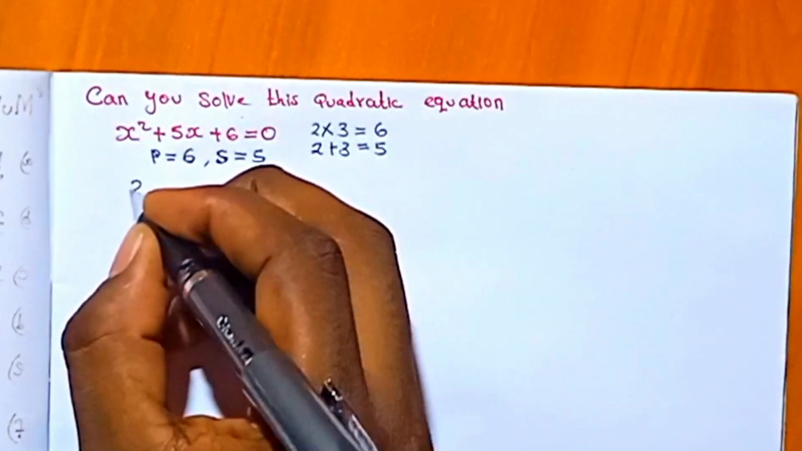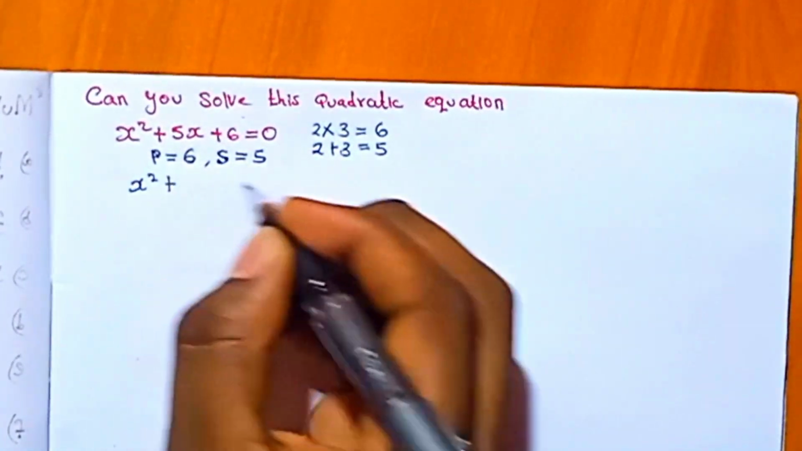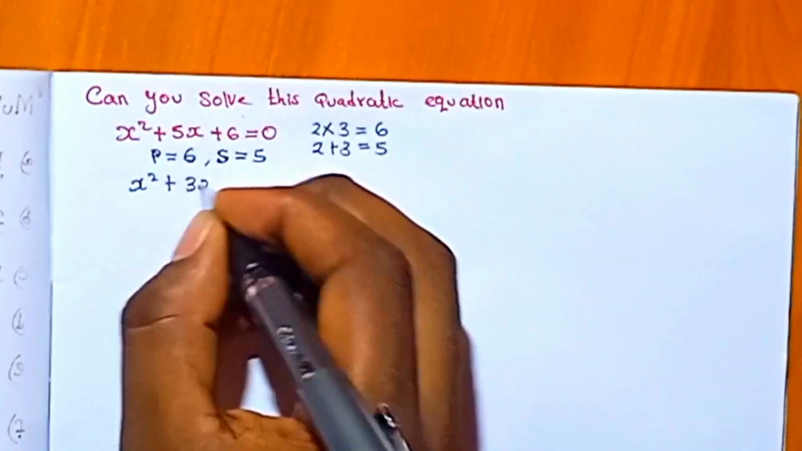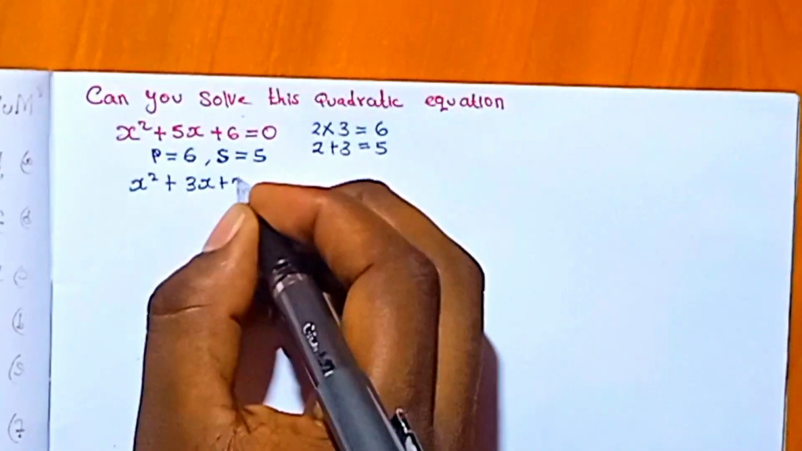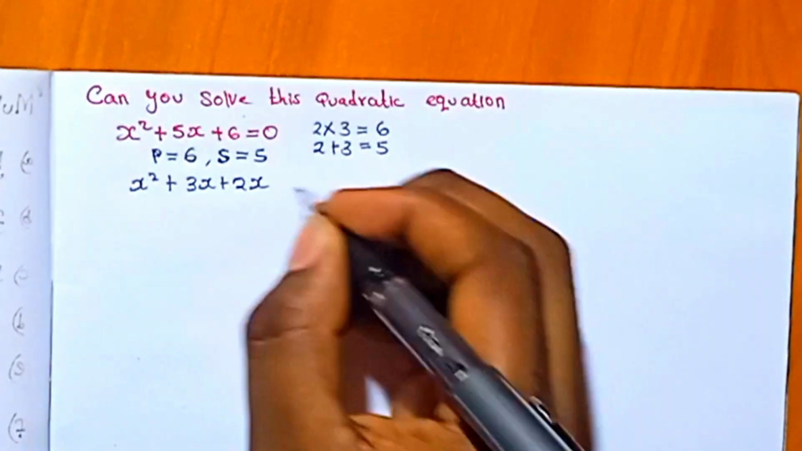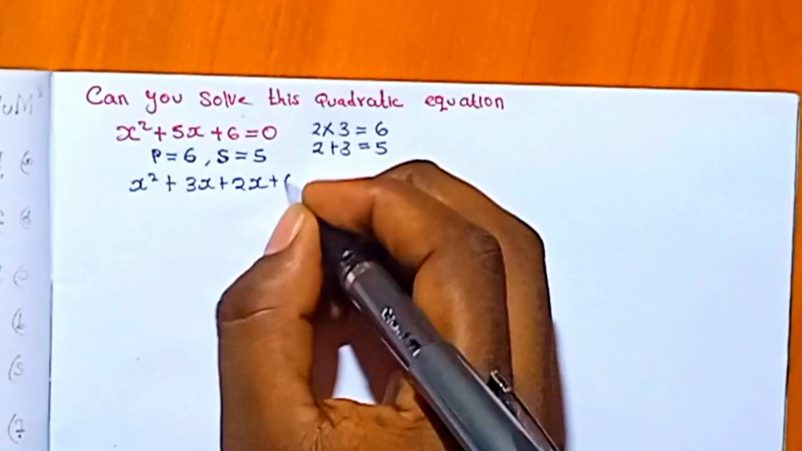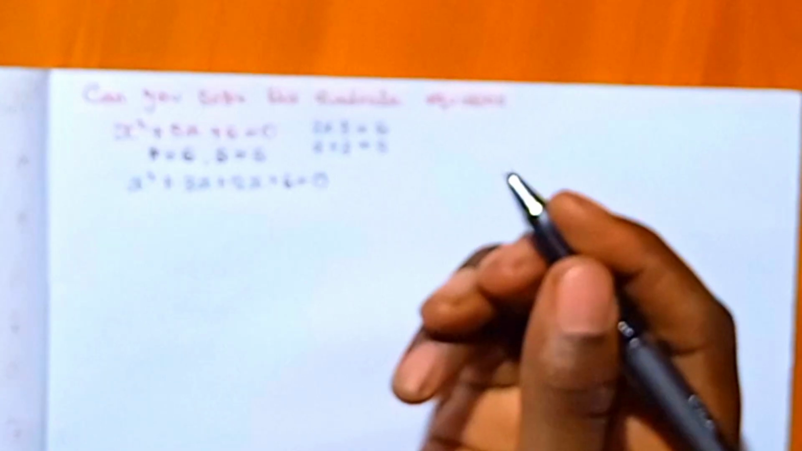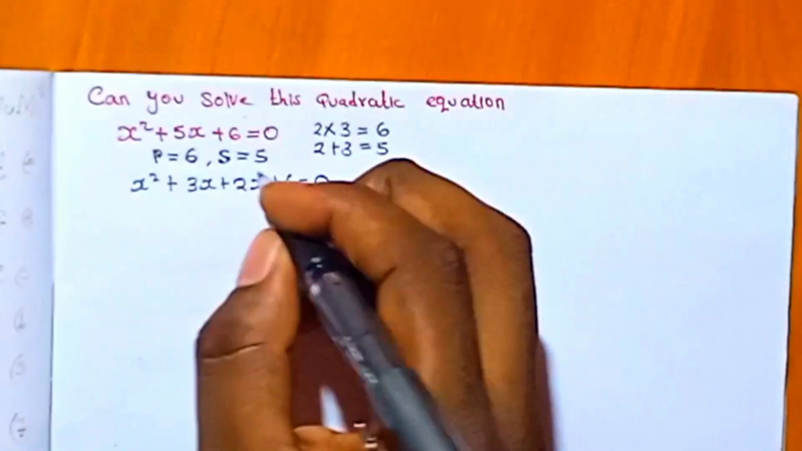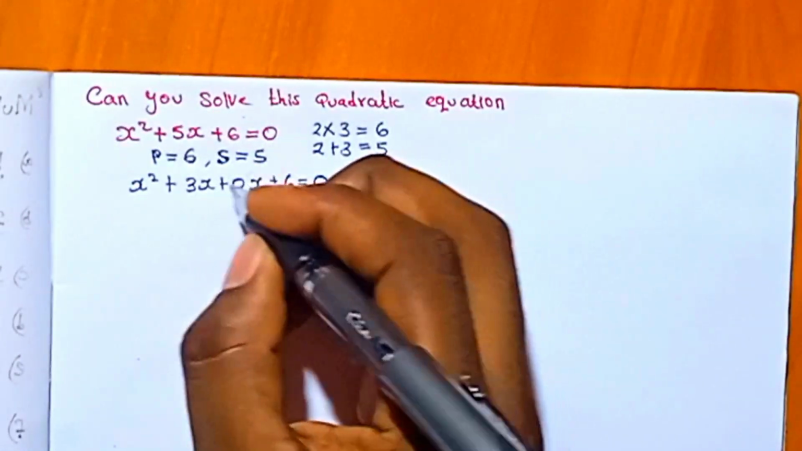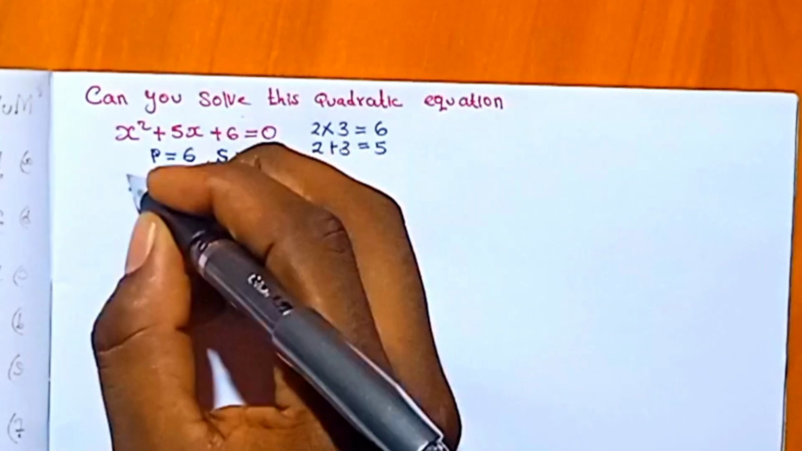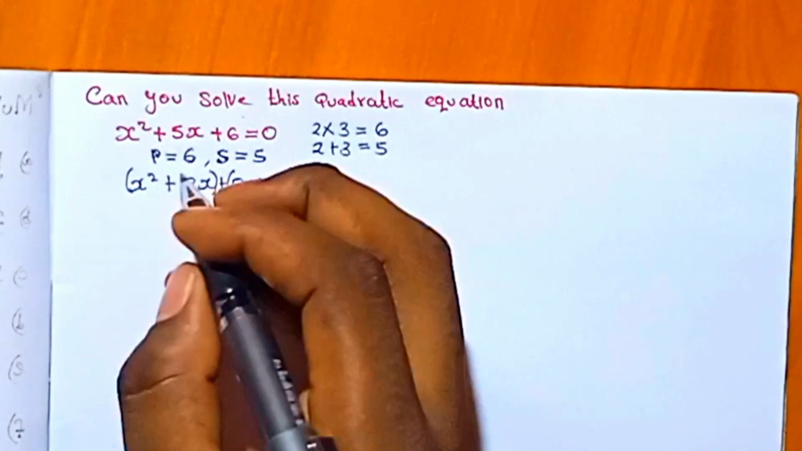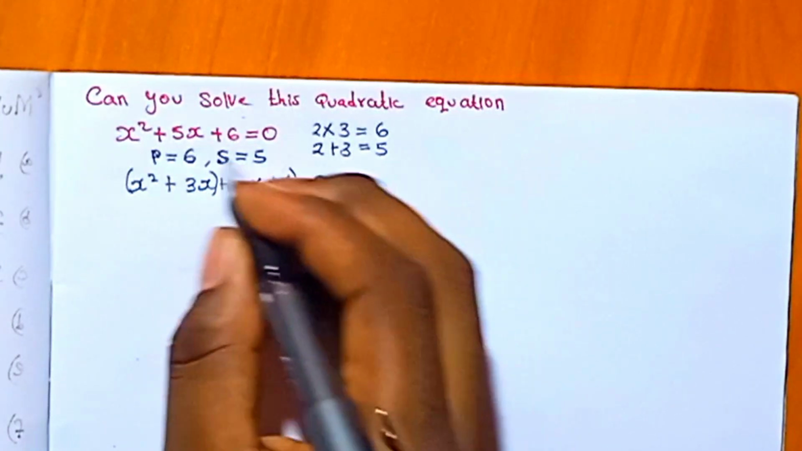So we are going to have x squared plus 3x plus 2x plus 6 is equal to 0. So we are going to group this into 2. We group this one from there, and this one from there to there. So we are going to have our equation like this.